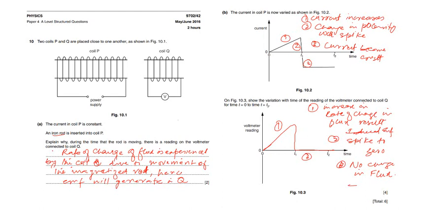So the time between T1 and T2 there will be no volts in this voltmeter. So there will be no induced EMF, right? So this is the increasing section one, and then all of a sudden it becomes zero with a spike, and from T1 to T2 it is 0 because there is no change in flux.